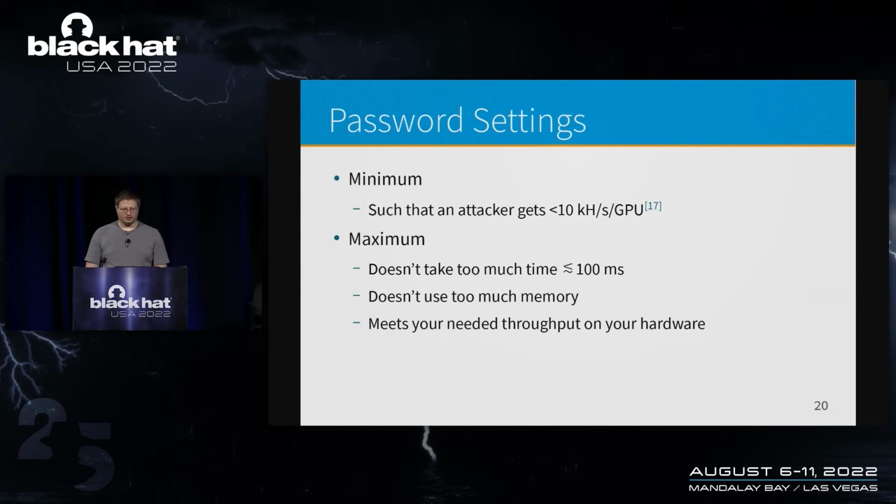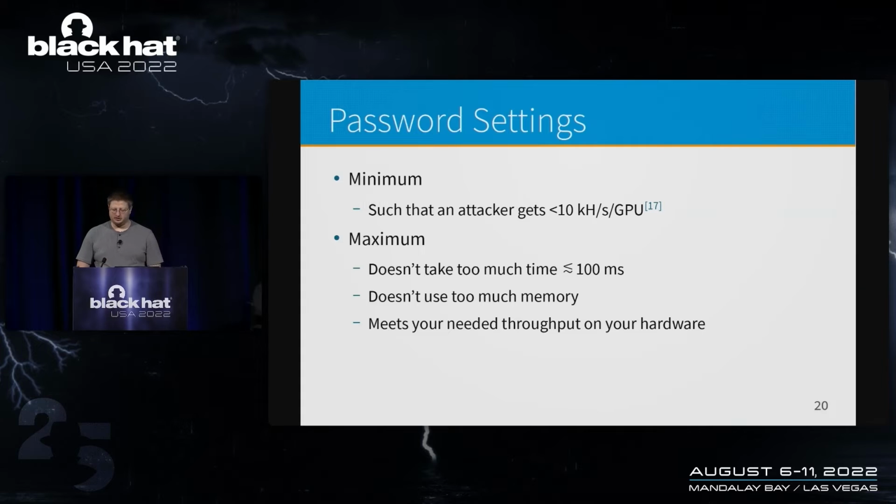So minimum password hashing settings. You want to make sure that an attacker gets less than 10,000 guesses per second per GPU. Jeremy Gosney is the one that was quoted saying this, that it was after a breach, and the password hashes were such that they were less than 10,000 per the fastest GPU at the time, and he said that was proper slow. I then used that and changed the definition of GPU to mean the best for password cracking. And so maximums, these are very dependent on what your hardware is.